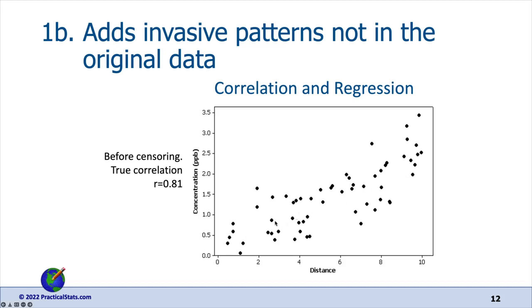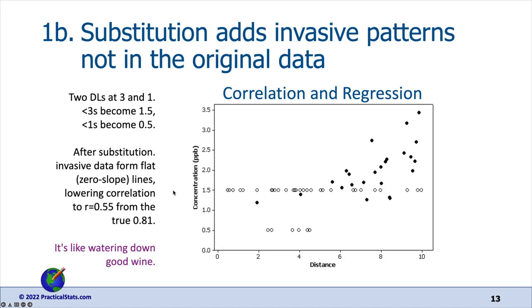Invasive patterns are often added in regression and correlation as well. So here again, I've generated data to know that there is a significant trend up. There is a significant regression. If you fit a straight line to this, there is a significant correlation. That correlation coefficient initially is 0.81. Then I'll go ahead and use two detection limits at 3 and 1. All the less than 3's become 1.5. That's the upper flat line here with open circles.